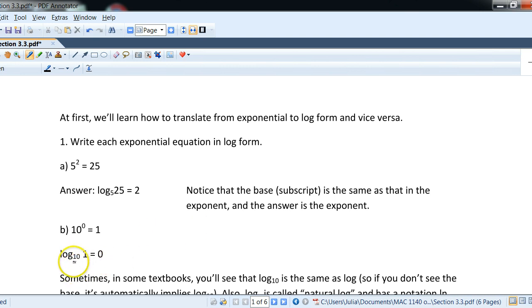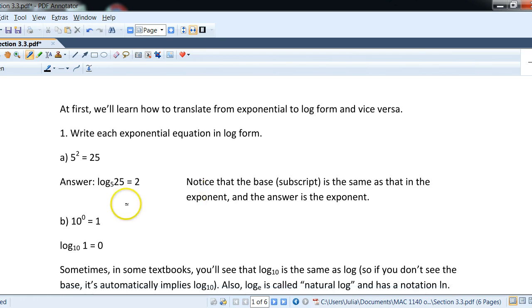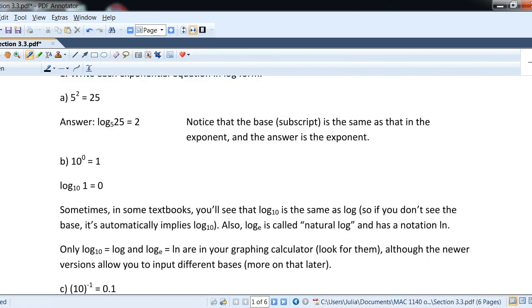Sometimes, if you ever see that the base is missing, what it means is actually log base 10, which is the same thing as a common logarithm. So for any logarithms with base 10, sometimes we don't write the 10. So log base 10 of the value is the same as just a simple log. And another log that has a special notation is called a natural log, and it's also written simply as ln. ln is a log of base e.